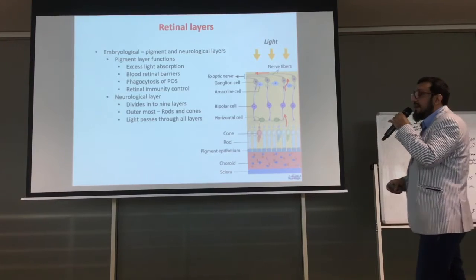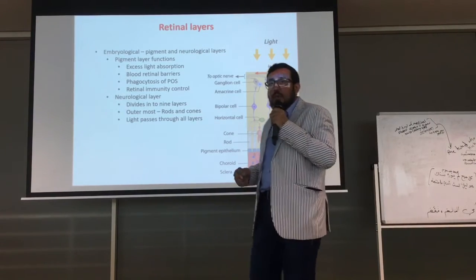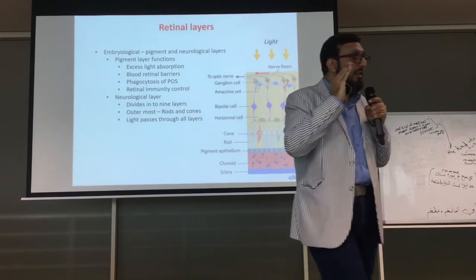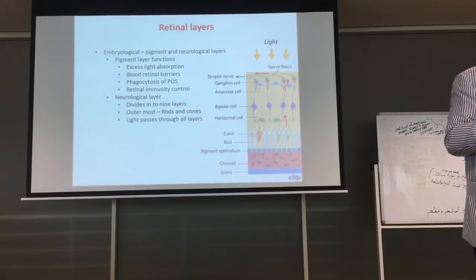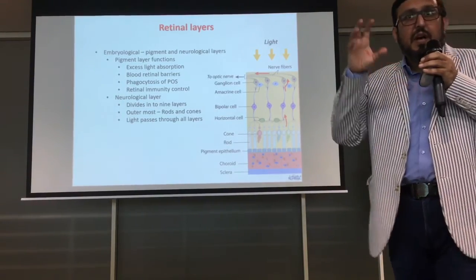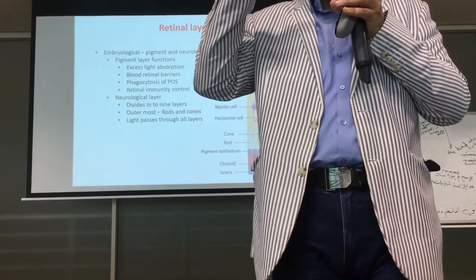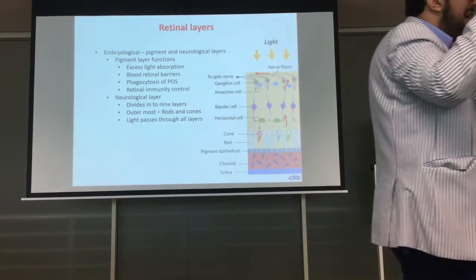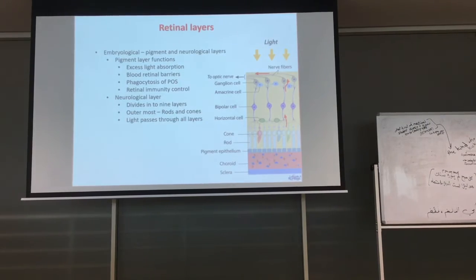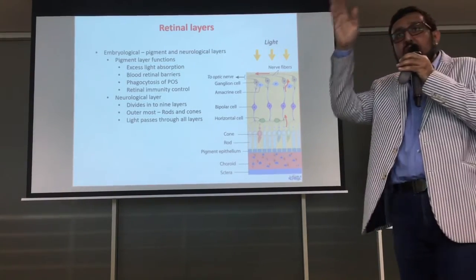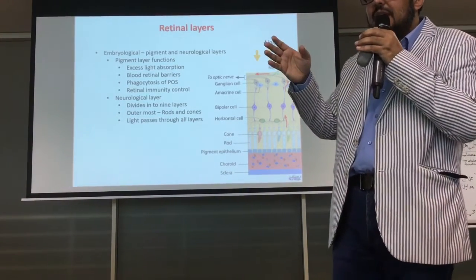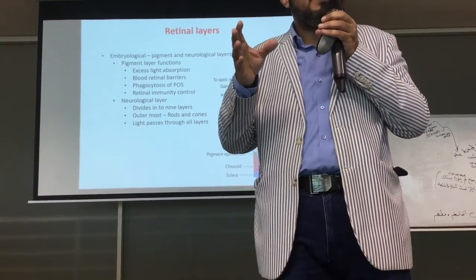Okay, now the retinal layers. Just quickly go back to the embryological development of the eyeball. You remember the eye is developed from an ectodermal cup. This ectodermal cup actually makes the retina only. The rest of the structure is basically developed by the structure surrounding it.